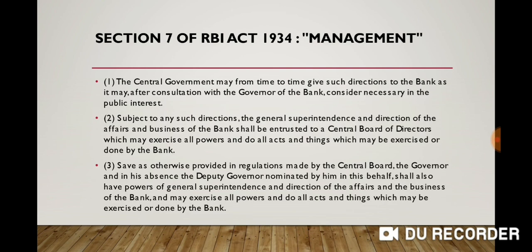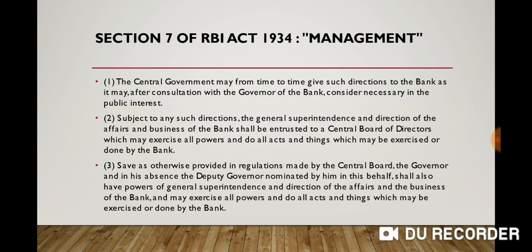Section 7 of the RBI Act 1934. Management. The central government may from time to time give such directions to the bank as it may, after consultation with the governor of the bank, consider necessary in the public interest. Subject to any such directions, the general superintendence and direction of the affairs and business of the bank shall be entrusted to a central board of directors, which may exercise all powers and do all acts and things which may be exercised or done by the bank.